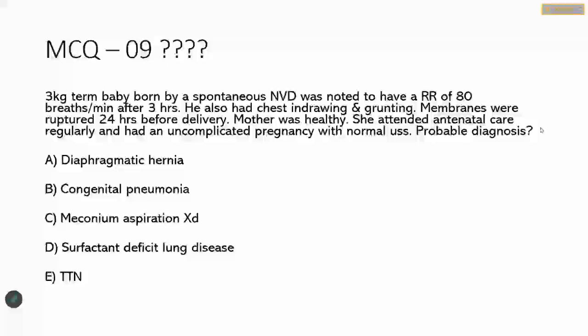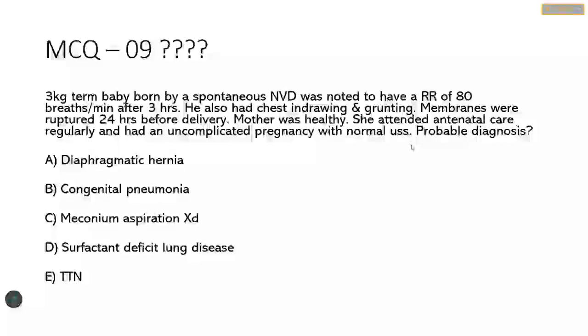Membranes were ruptured 24 hours before delivery. So membrane rupture of more than 18 hours is a high risk for congenital sepsis or congenital pneumonia. We know that. Or chorioamnionitis, that is a risk factor. Mother was healthy. She attended antenatal care regularly and had an uncomplicated pregnancy with a normal ultrasound scan. Everything other than that is normal. They are meaning that.